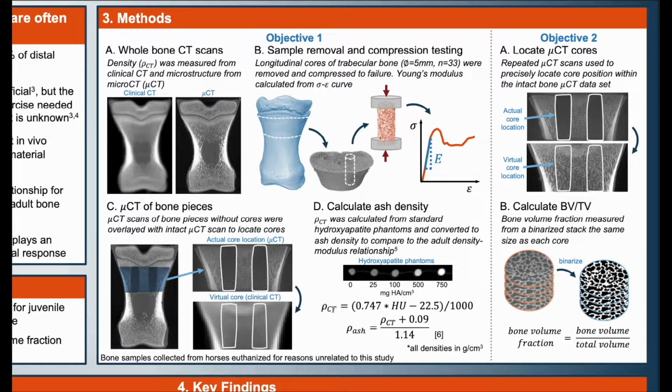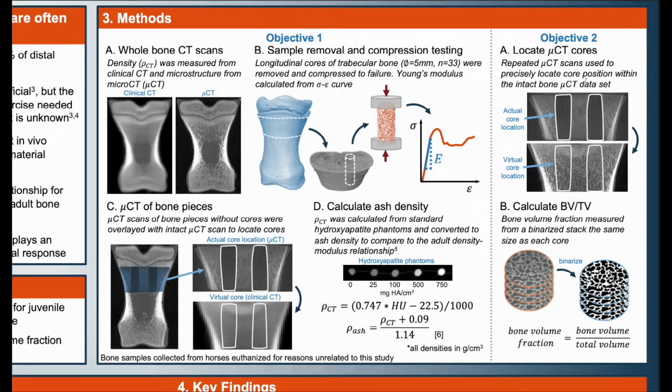After that, I calculated CT density using a linear relationship between Hounsfield unit, which is the intensity of the pixel, and hydroxyapatite phantoms, which are commonly used to quantify the CT density of bones. And then CT density was converted to ash density using this relationship here. We did this so that we could compare our density modulus relationship to the existing one in the literature.